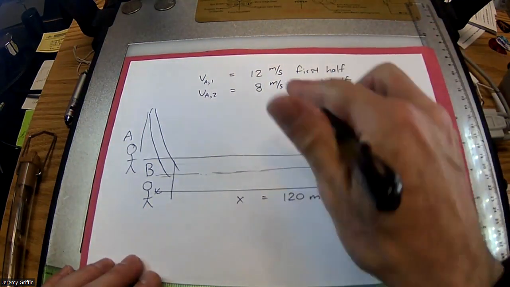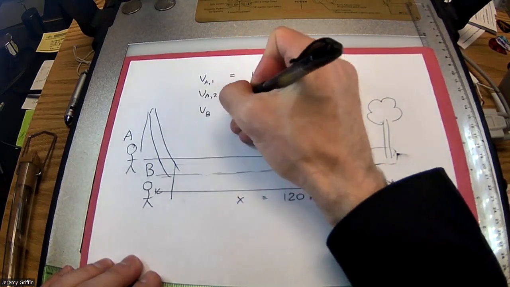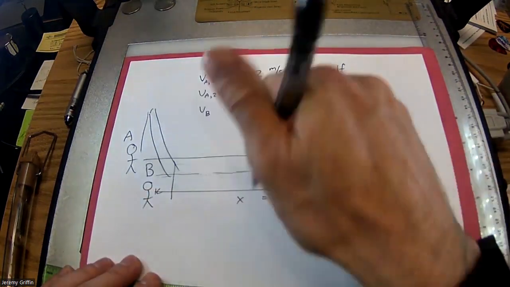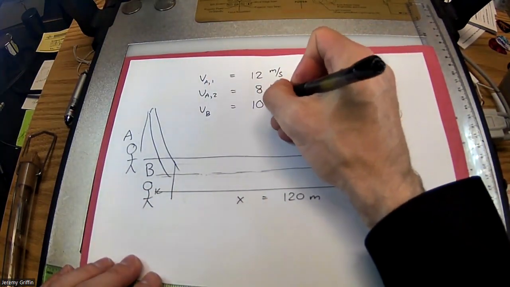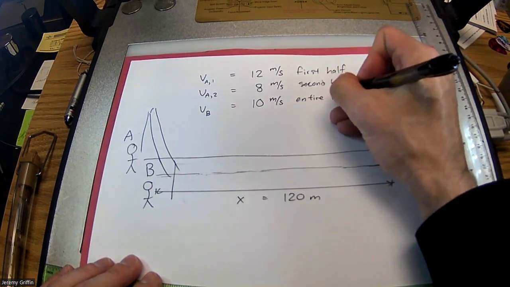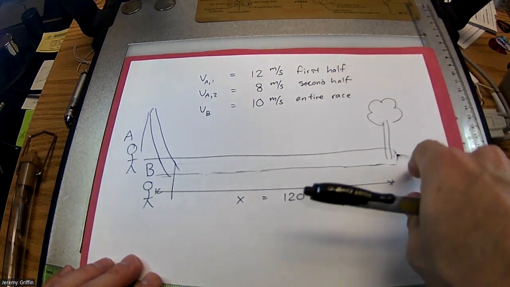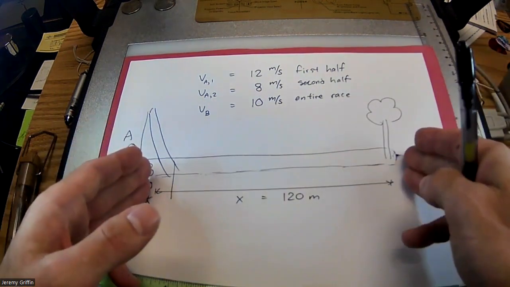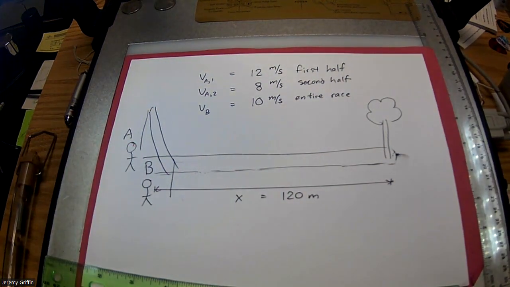Now Bob has a different strategy. Bob's going to just pace himself the whole way at 10 meters per second for the entire race. And when I say first half, second half, I'm talking about distance-wise, to the tree and then around the tree and back from the tree. So you guys get that premise.